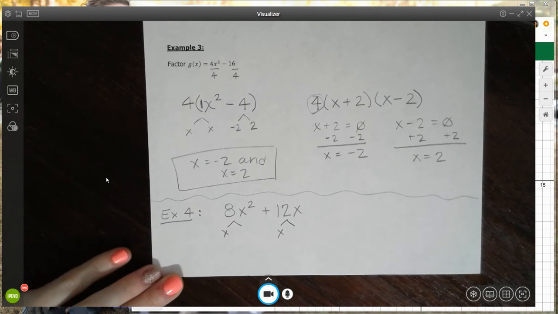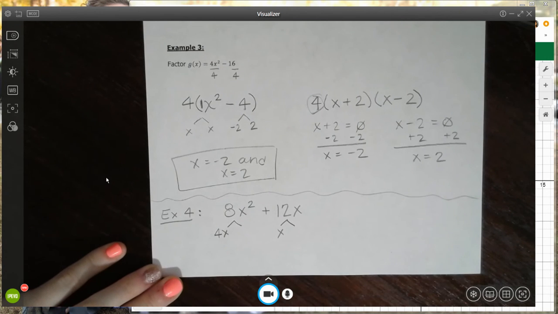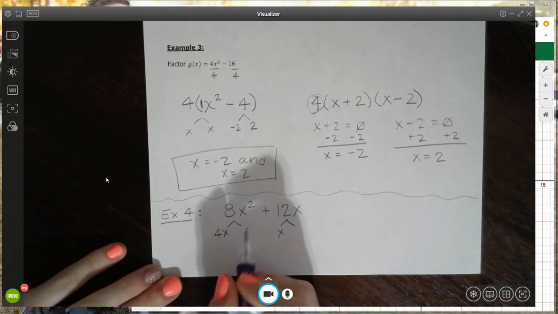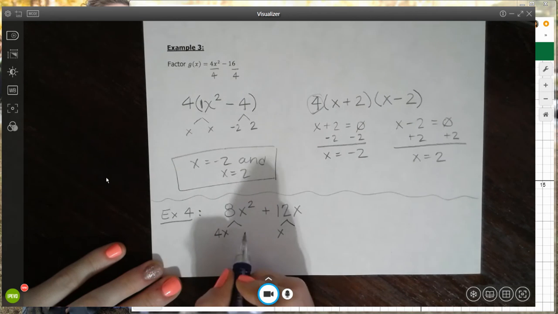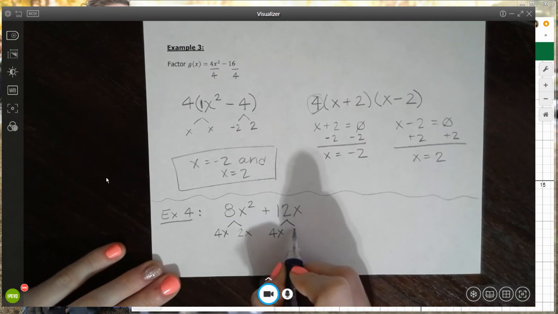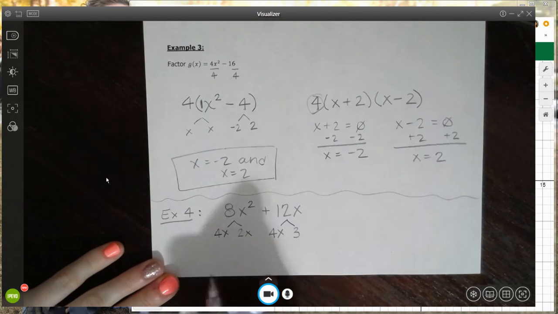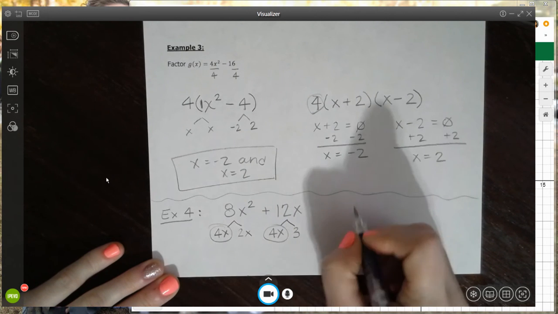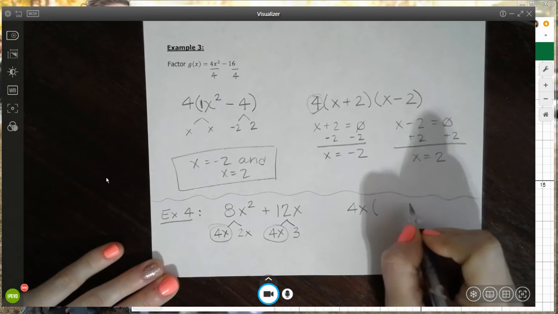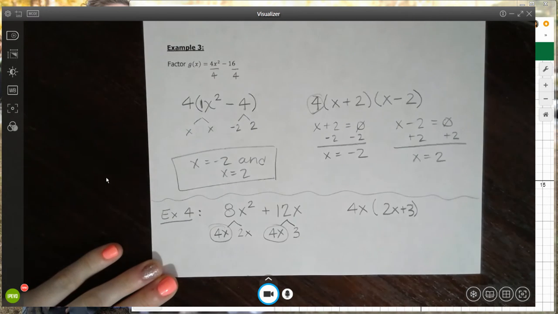But I could also take out a 4 from each of these things because 8 and 12 are both divisible by 4. So what would get me back to 8x squared through multiplication? Well, that would be 2x. And if I divide 4x out of this, the only thing that's going to be left over is a 3. So when I write this as a factor, I've got 4x on the outside and then 2x plus 3 in parentheses.